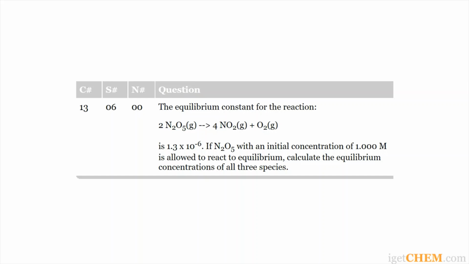So the problem says the equilibrium constant for this reaction, which is 2N2O5 gas going to 4NO2 gas and 1O2 gas, is 1.3 times 10 to the minus 6. If N2O5 with an initial concentration of 1.000 molar is allowed to react to equilibrium, calculate the equilibrium concentrations of all three species.